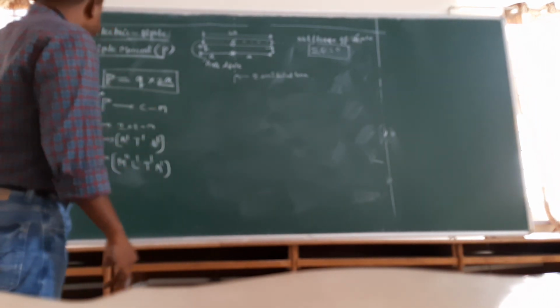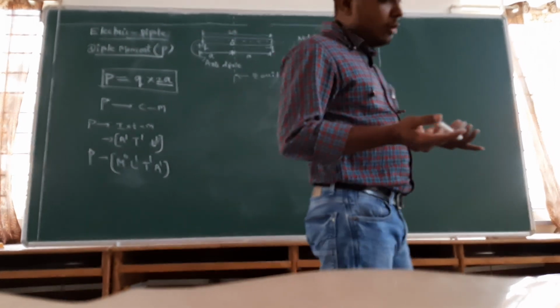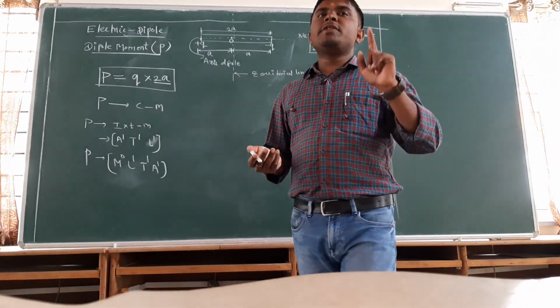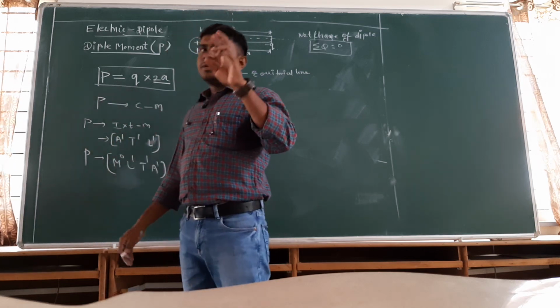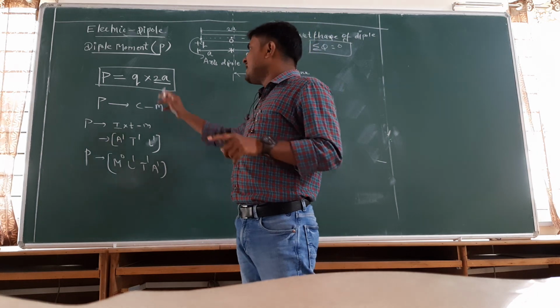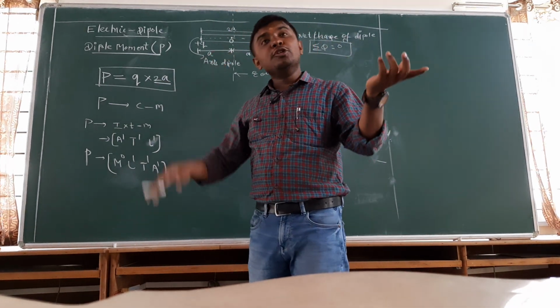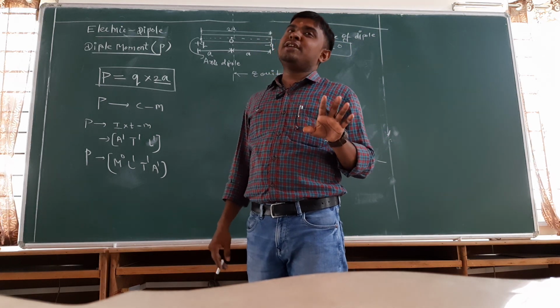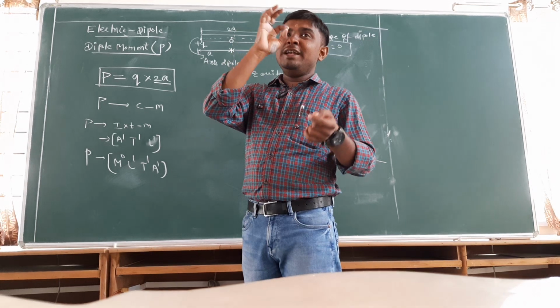Okay. Now, what will be the nature? Which physical quantity is dipole moment? It is a vector quantity. As it is a vector quantity, it has magnitude as well as direction. Magnitude we will obtain with the help of this formula, and direction is always opposite to the direction of electric field.